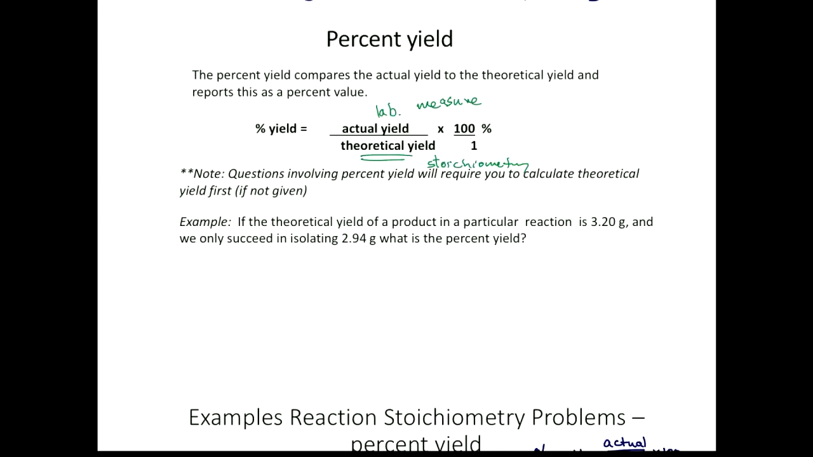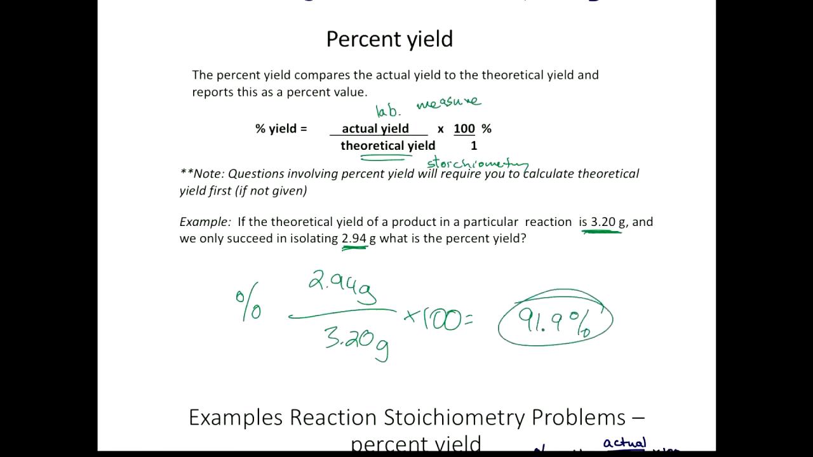So the example here is, okay, if you have a theoretical yield for a reaction of 3.2 grams, but you only succeeded in isolating 2.94, all right? So the maximum you could have made was 3.2 grams, but you only got less than that. So we're just going to calculate the percentage here. All right, so our percent yield in this case would be 2.94 grams over 3.20 grams times 100%. I think that gives you something like 91.9%. Right, so that would be your percent yield here.